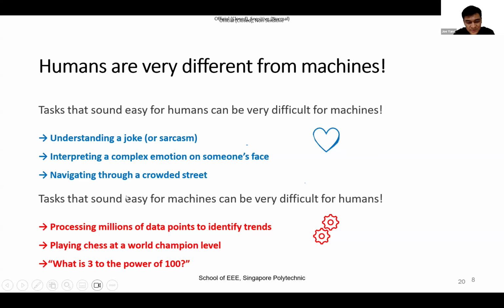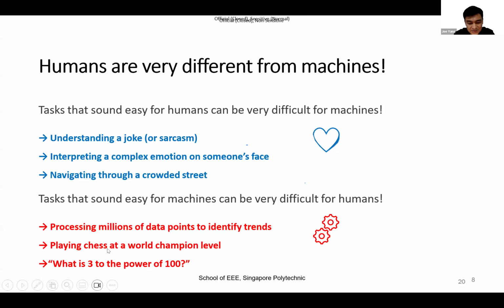Okay, next, tasks that sound easy for machines but can be difficult for humans. For example, processing millions of data points to identify trends. As you know, humans are smart, but they are also weak at remembering data, especially when it comes to thousands, tens of thousands, millions of data points. For humans to remember that is very challenging.